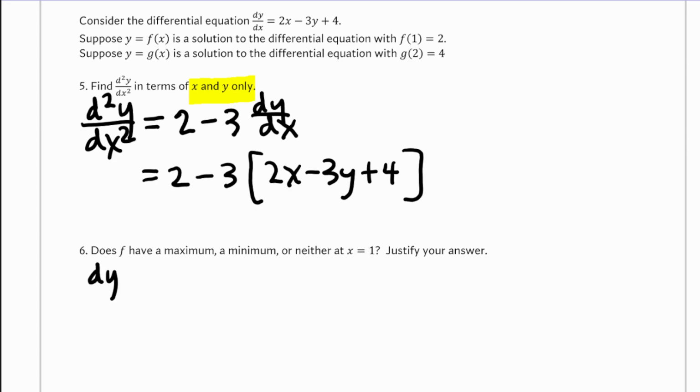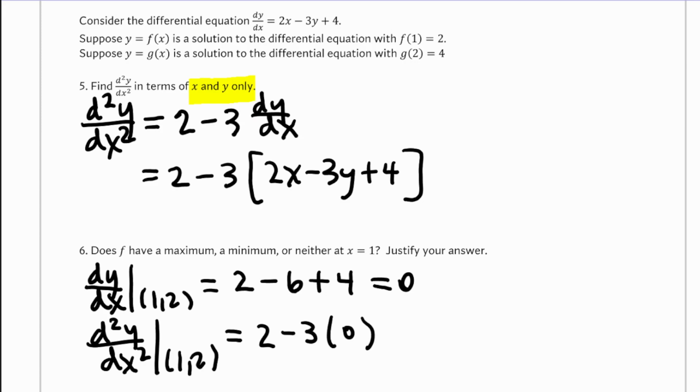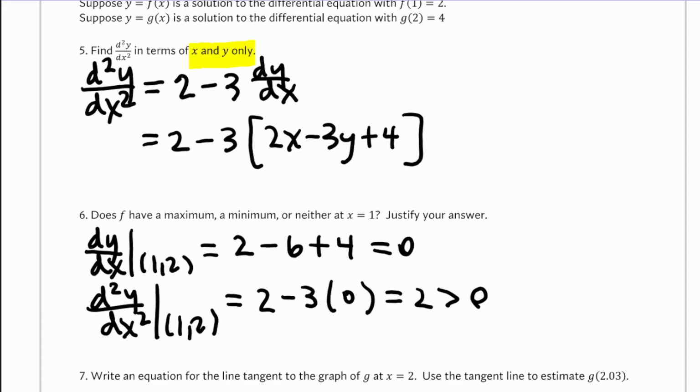And I'm going to check dy/dx at (1, 2). That'll be 2 times 1 minus 3 times 2 plus 4, and that's going to equal 0. Okay, so we're sitting at a potential extremum. And the second derivative at the point (1, 2) is going to be 2 minus 3 dy/dx. Okay, that's going to equal 2, which is a positive number. Since I've got a 0 derivative and a positive second derivative, I know I'm sitting at a relative minimum.